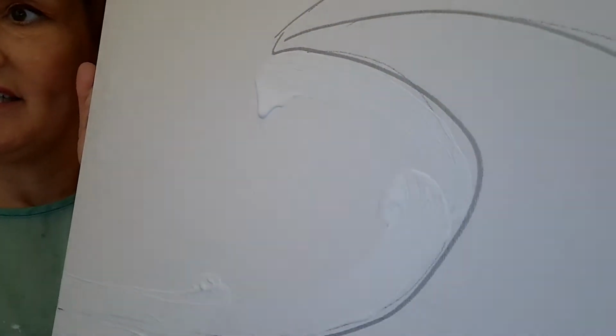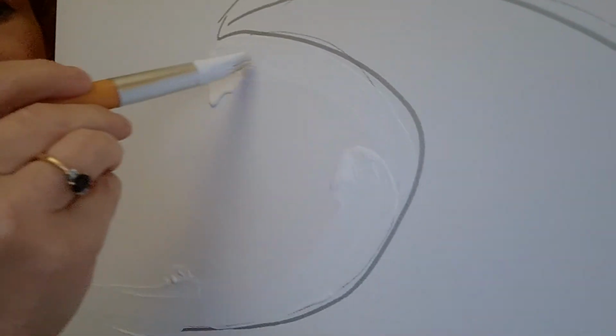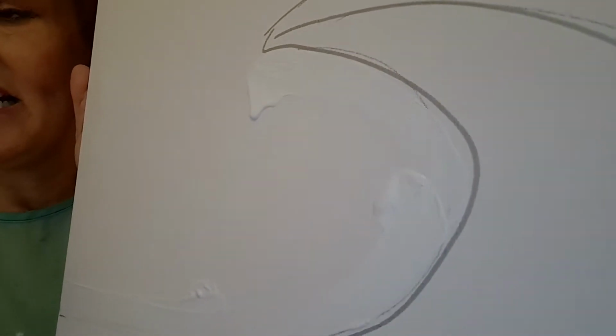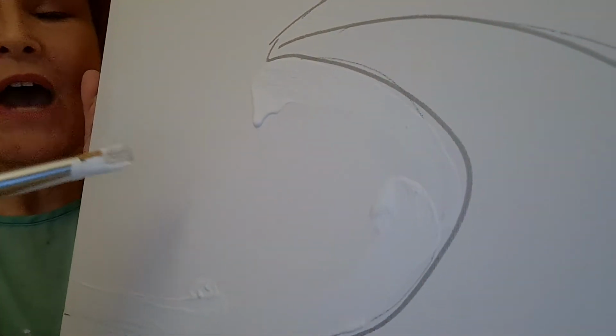White paint. Do you have your white paint? Yeah? And your big paintbrush? Mm-hmm. We're outlining the inside of the wave with white paint to protect the wave. Okay, and then after we outline it, now we're going to make this guy.